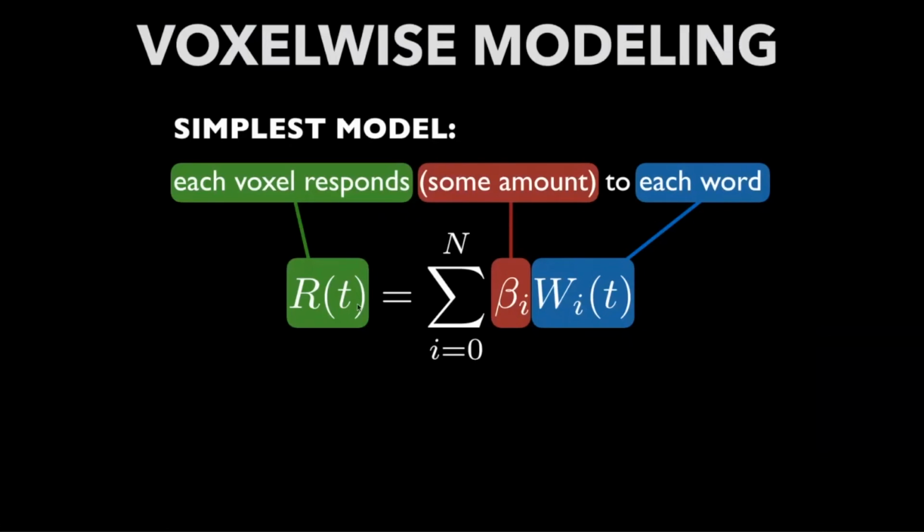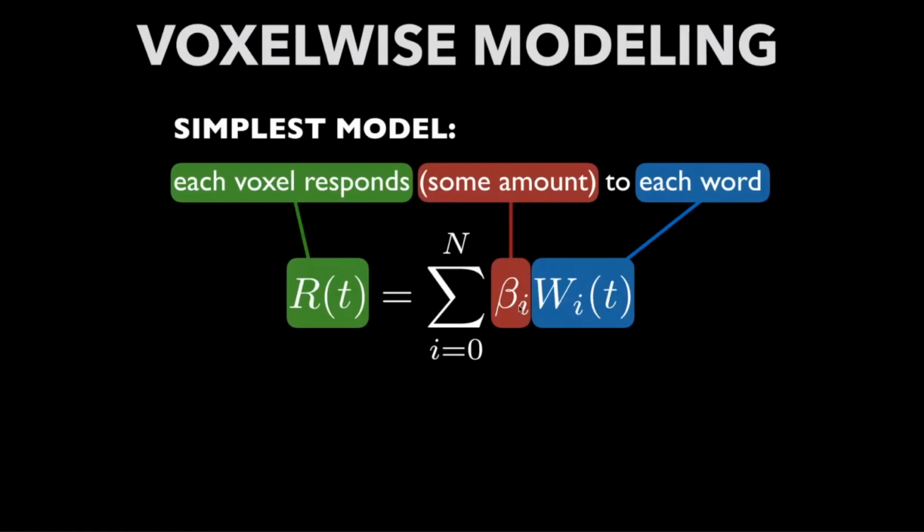So represented mathematically, we have for each voxel this response time course, R of t. We're modeling that as a weighted sum of these word indicator variables. Wi of t is a 1 when that word is present and a 0 when the word is not present. And the betas are the weights. These are the things that we have to estimate, right? We know R, we record the brain responses. We know exactly when every word was spoken in the stories, and we know what all the words are because we annotated all that. Fitting the model is just estimating these betas.